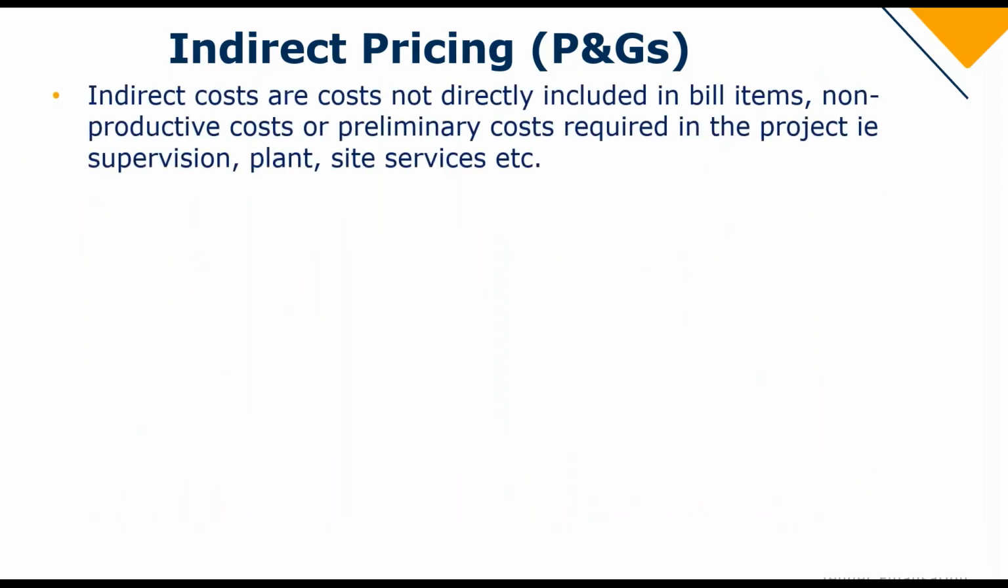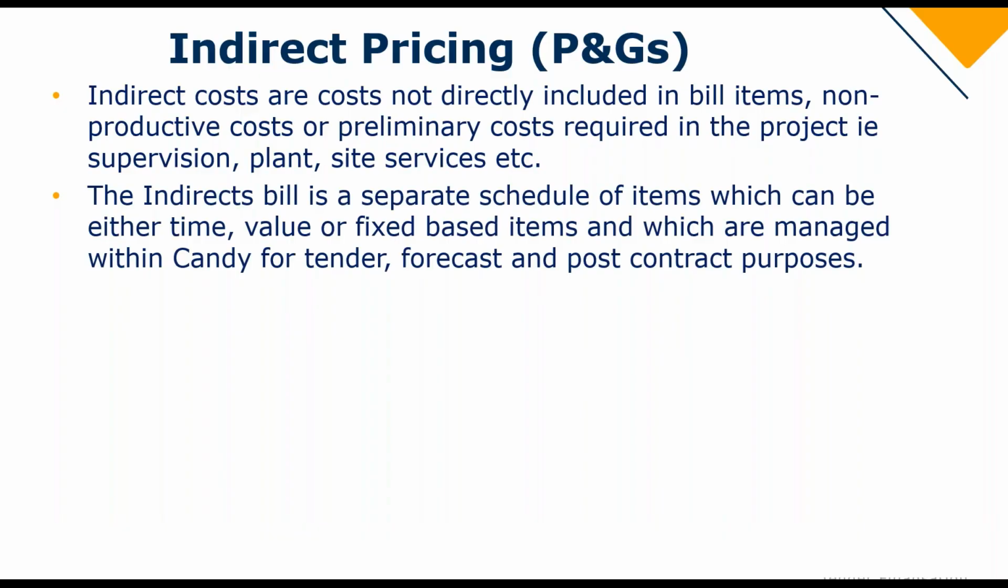Now we will look at our indirects. So this is our PNGs and how we go about pricing them. Indirect costs are costs not directly included in bill items, non-productive costs or preliminary costs required in the project, i.e. supervision, plant, site services, etc. The indirect bill is a separate schedule of items which can be either time, value, or fixed-based items, and which are managed within Candy for tender, forecast, and post-contract purposes.